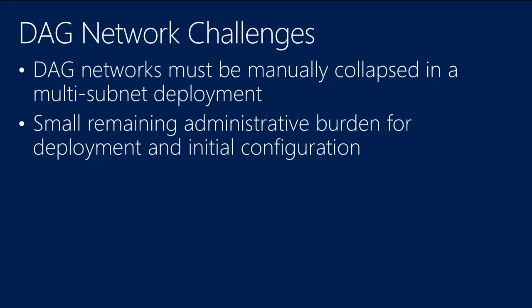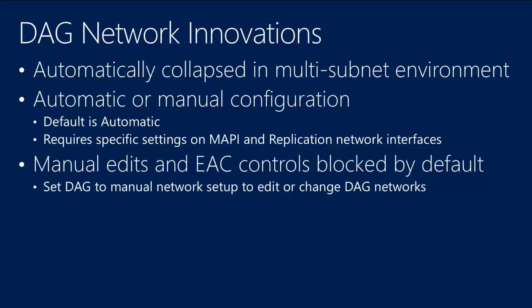So in a multi-subnet deployment in 2010, you had to do this extra special step of collapsing your DAG networks. If you didn't do that, even if you had a MAPI and a replication network, we would never use a replication network. We would always and only use the MAPI network. When you collapsed your networks properly, which was a really quick and easy thing to do, but some customers didn't do it, everything would work great, and we would use that replication network. Well, now we are eliminating those challenges for you. If you deploy a DAG in a multi-subnet environment, we will automatically collapse your DAG networks for you. You don't have to do that anymore.